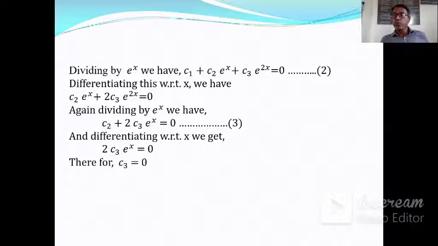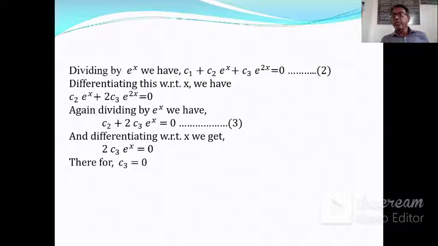Now we know that 2 is non-zero. Whatever may be the value of x, e to the power x is also non-zero. Therefore, from this, we are able to conclude that C3 must be 0. Do you understand this? 2 is non-zero, therefore we divide by 2. e to the power x is non-zero, therefore we divide by e to the power x.